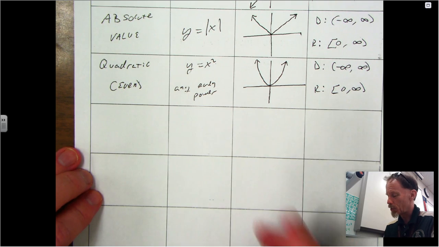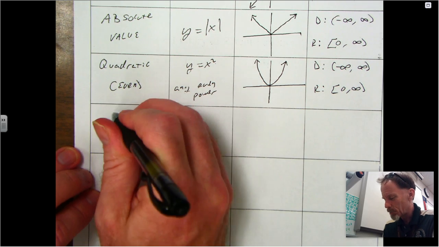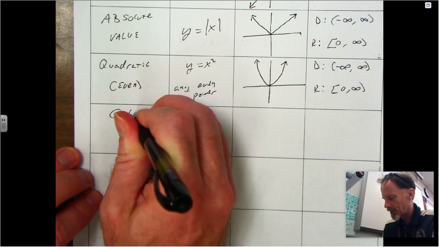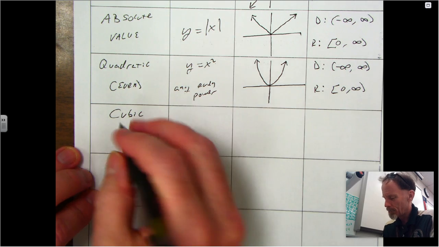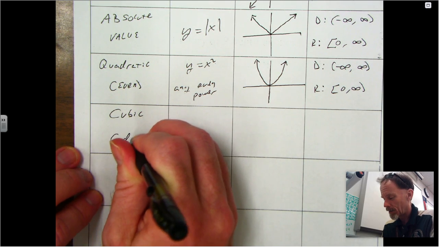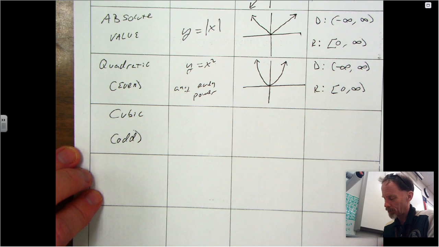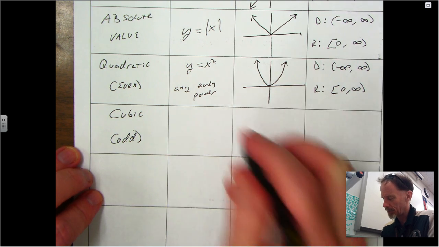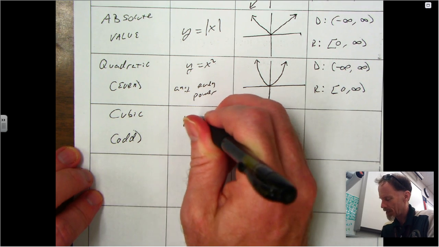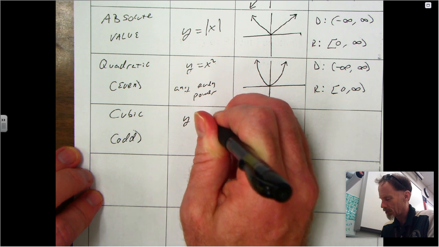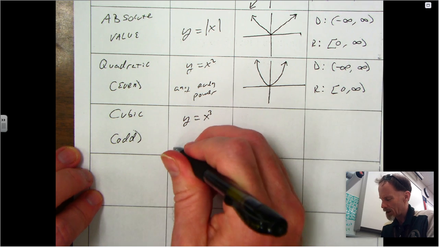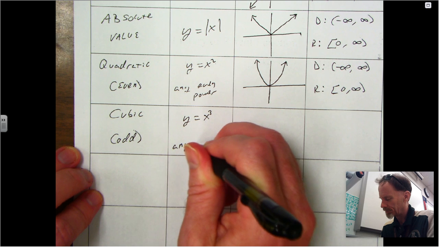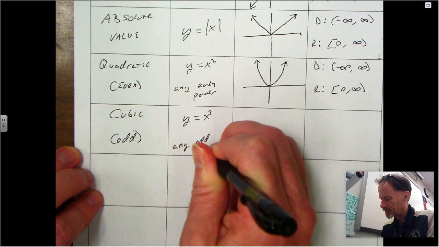Next one is going to be the cubic function. And again, we have a different name for this also. Cubic obviously is x to the third, but again, it can be any odd power. And they're all going to look the same as far as end behavior and things like that. So again, generally we call that y equals x to the third, but any odd power would work the same way.